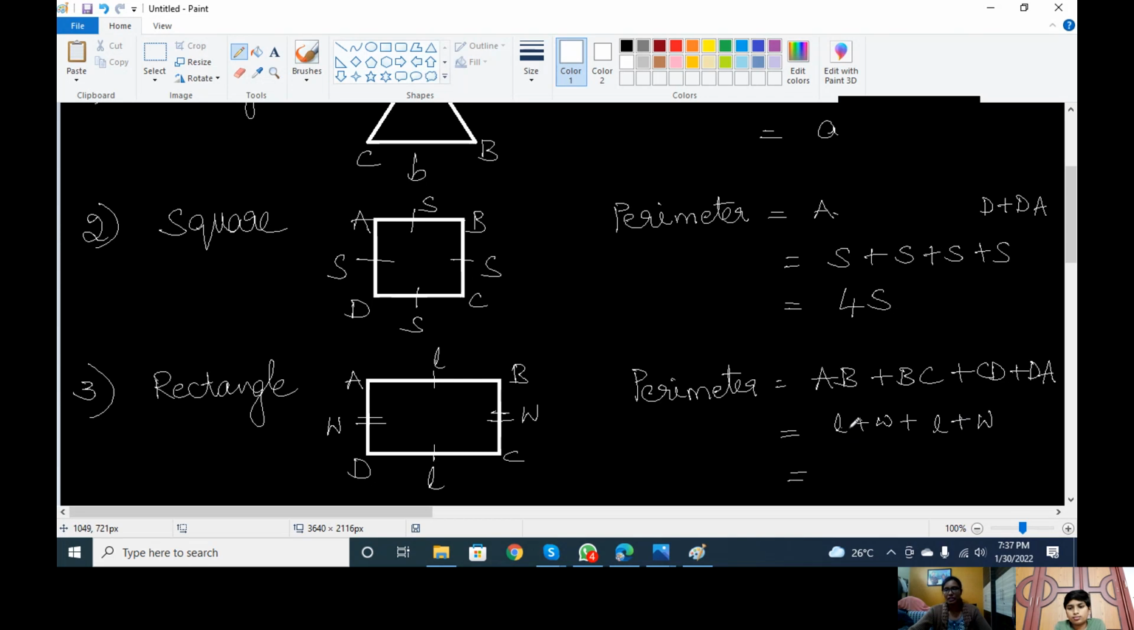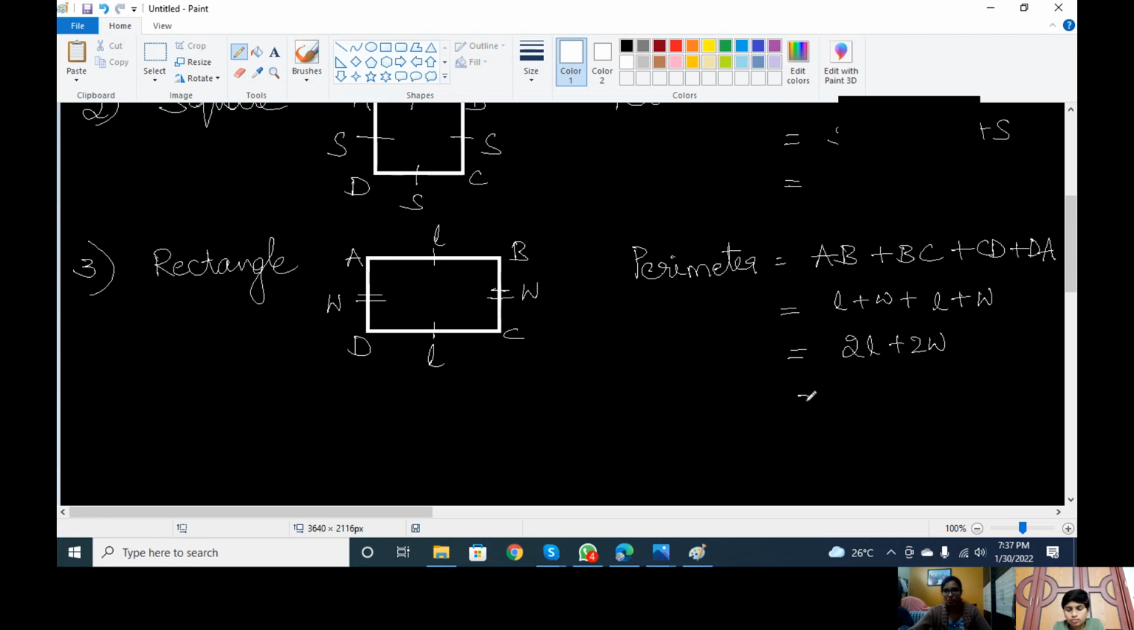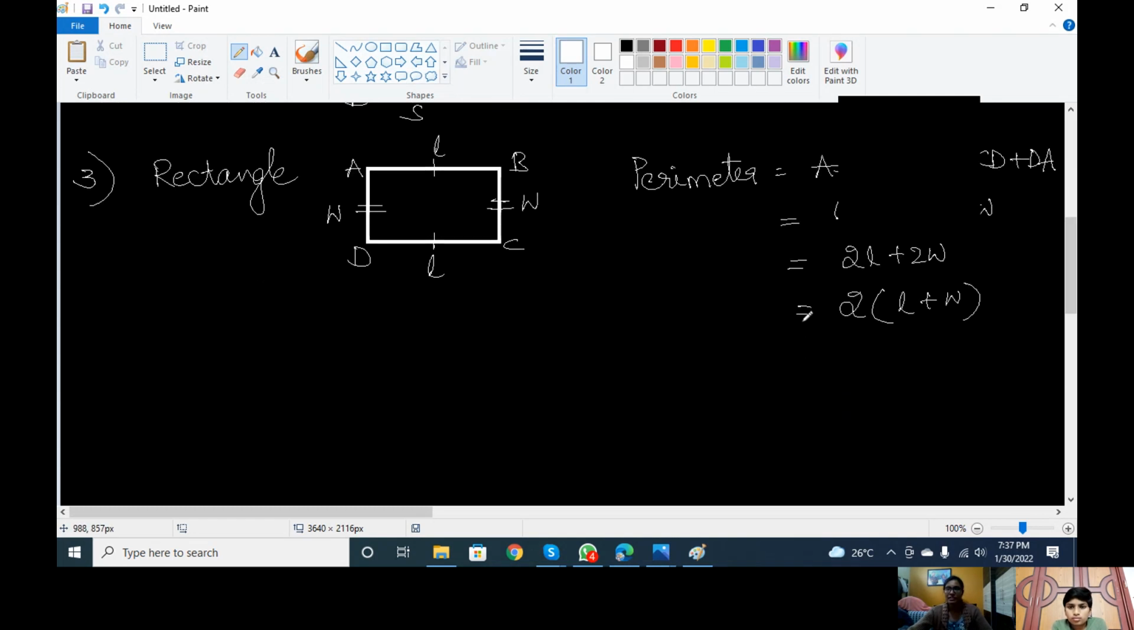How many L's? 2 L's and 2 W's. So if we take 2 as common, because in these terms we have a 2, put the 2 outside. It gives L plus W. So the formula for the perimeter of a rectangle is 2 times (L plus W). The next figure is parallelogram.